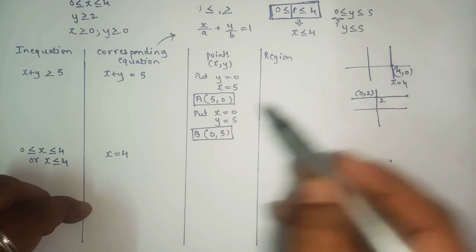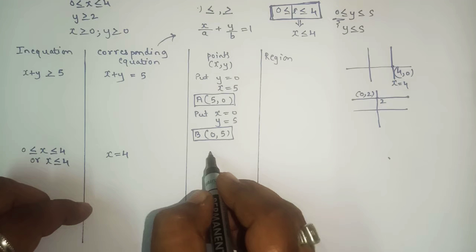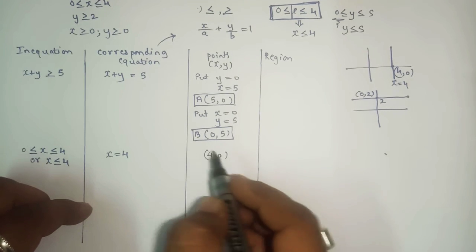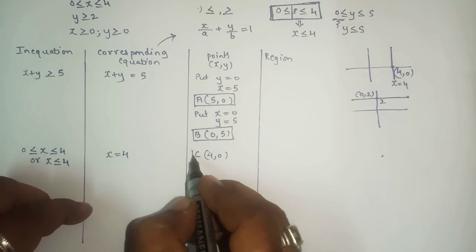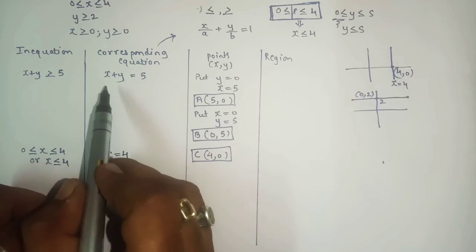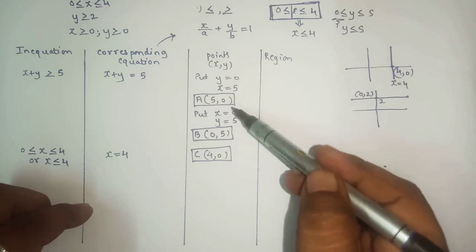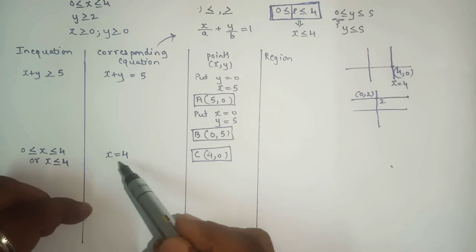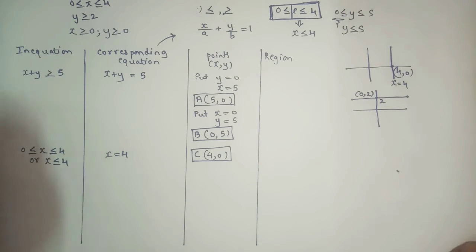The coordinate will be what? 4 comma 0. So here we got the third point. For linear equation in two variables, you will get 2 points. For linear equation in one variable, you will get only 1 point.